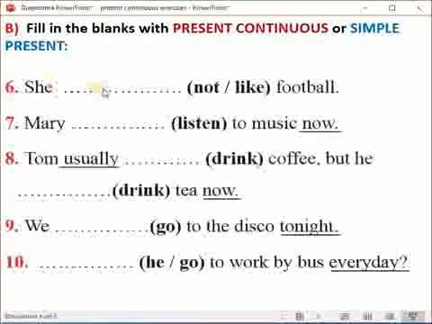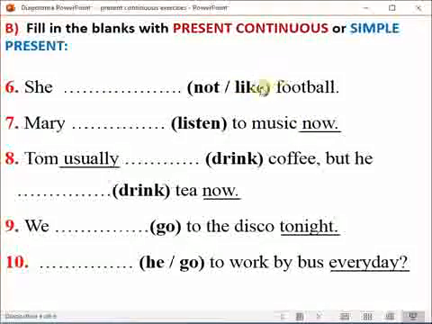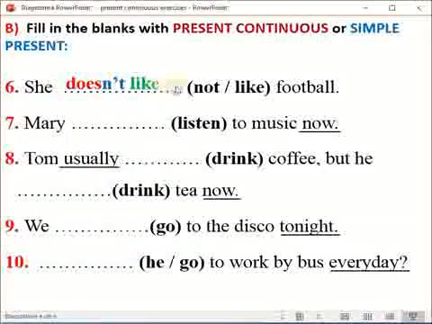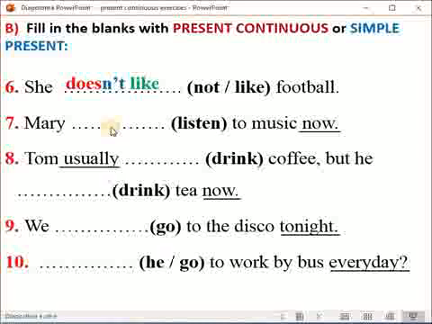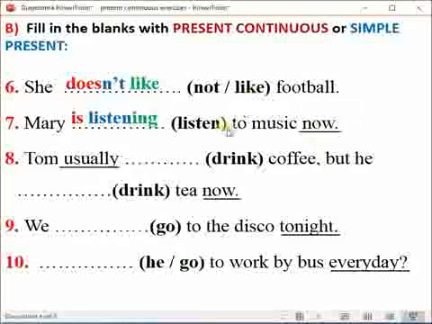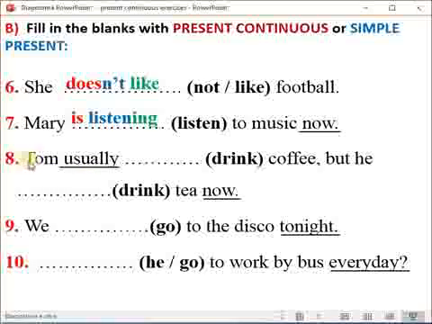Sentence number 6. So here we have the negative form of the verb like, so we should conjugate in simple present tense. Negative form, she doesn't like football. The number 7, Mary is listening to music now, because here we have now, so that's why we conjugate in the present continuous tense affirmative form. Let's go to number 8.